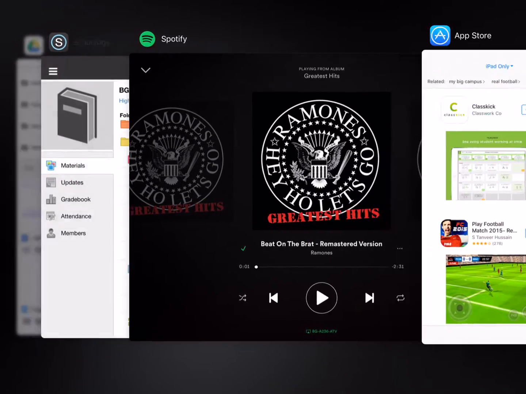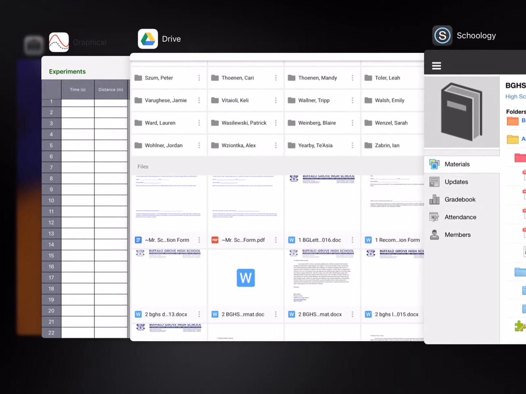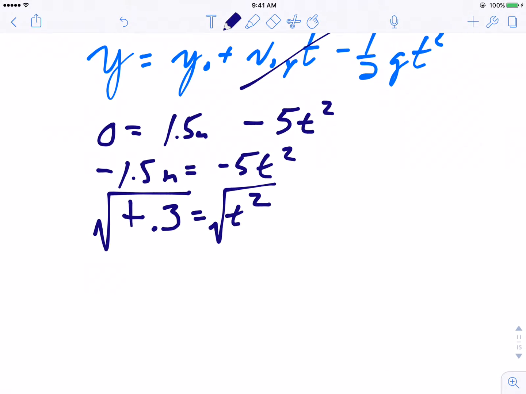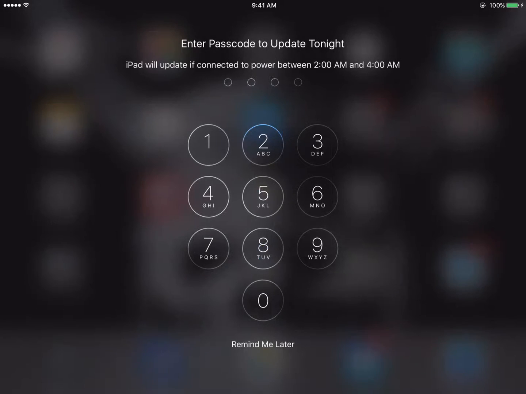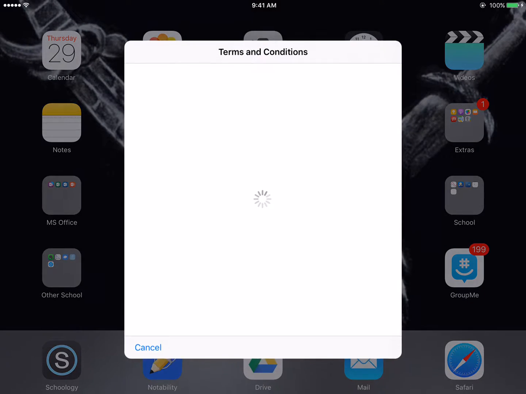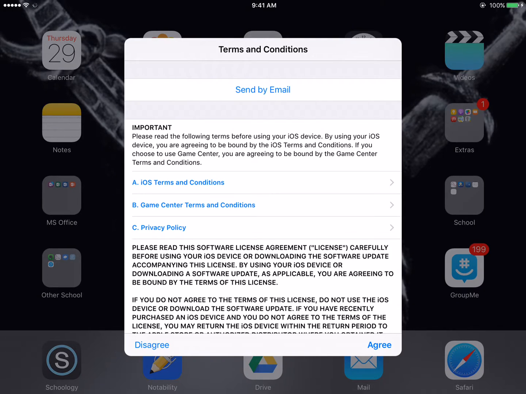By the way, one of my other classes showed me this app. It's fun. So let me pull it up here. If you didn't see it in our class, oh hey, I'll install that later. Okay, great. Hey, there's my passcode. That was perfect timing, iPad.